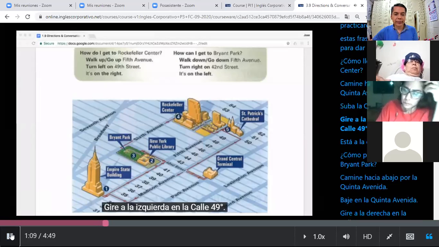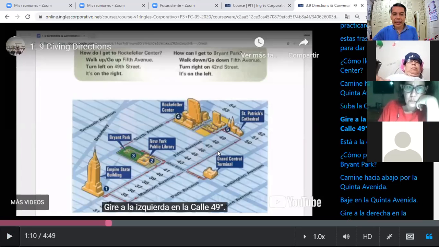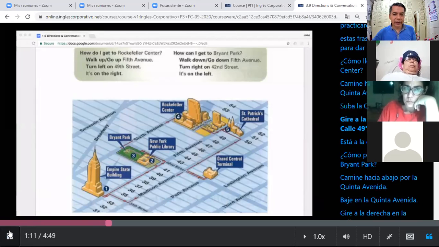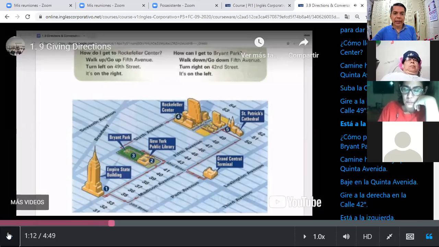Estamos aquí y nos vamos hasta arriba, okay? Turn left on 49th Street. Y en la 49, turn left. Cruzamos hacia la izquierda, right? Turn left. Aquí cruzamos, en la 49, right? It's on the right. Está a la derecha. Al cruzar, Rockefeller Center está a su derecha. Right? Nos vamos por aquí, en la 49, y está a la derecha.